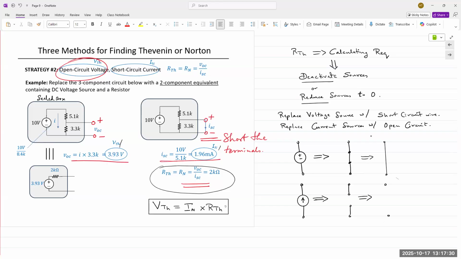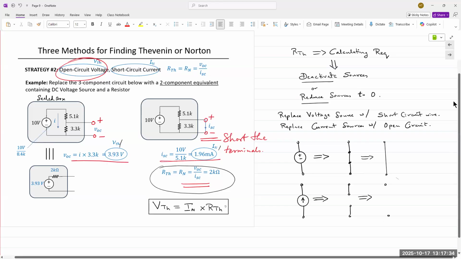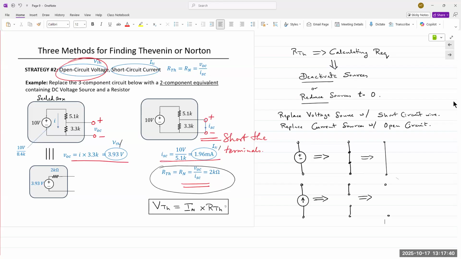All right, any questions? Pause, think over it. Let me know if you have any questions. These are important concepts in electrical engineering, in physics, in circuit analysis. Reducing or deactivating a source is an important concept. So anytime you hear or read the words deactivate, reduce, or reduce to zero, that's what it means.